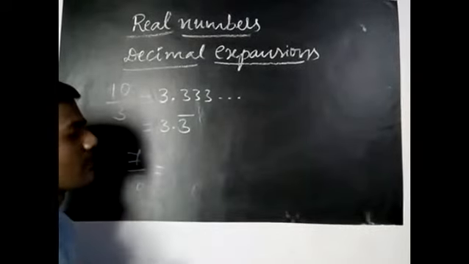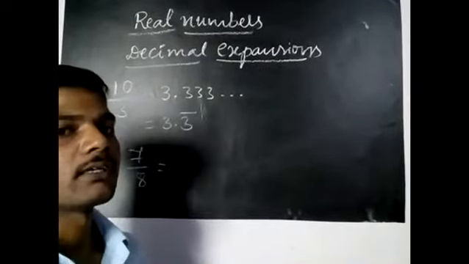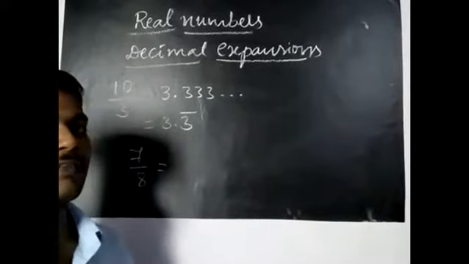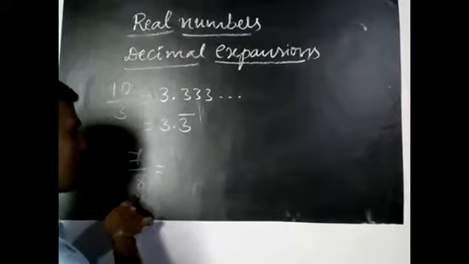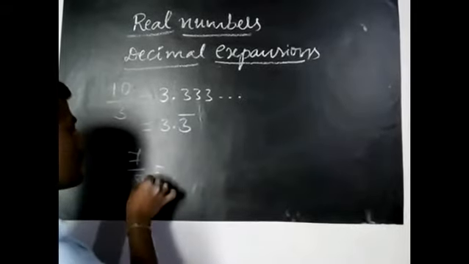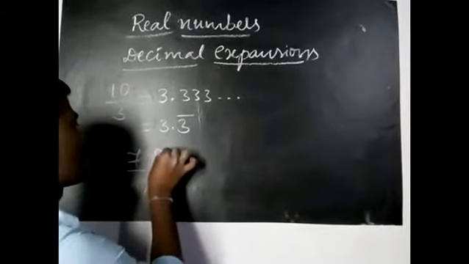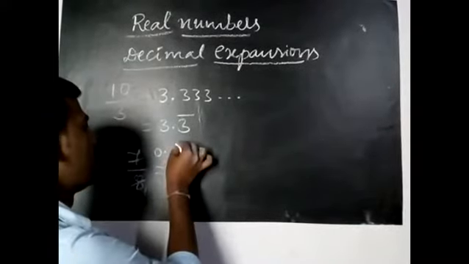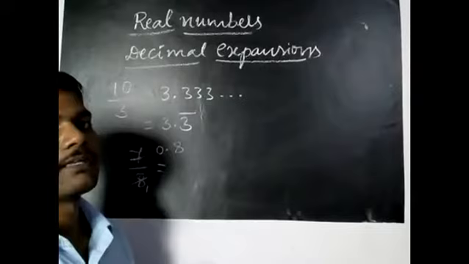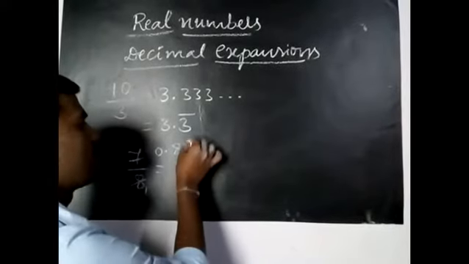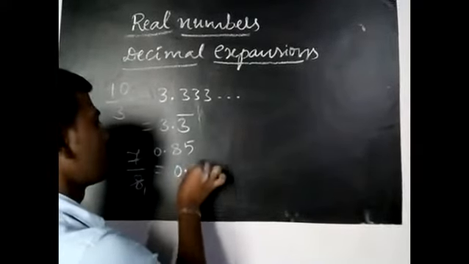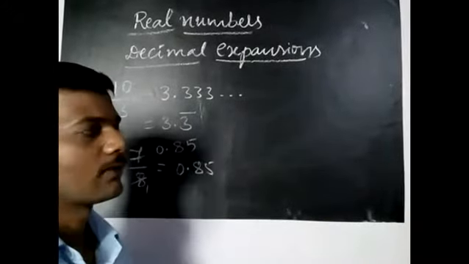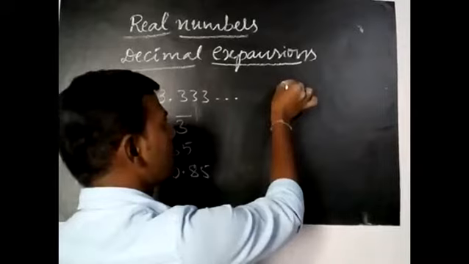Next, 7 by 8. What will be the value of 7 by 8 after the division? 7 is not divisible by 8, so it must be 0.70 becomes, then 8 8s are 64 and 4 becomes 8 5s are, it is 0.85. This division process ends. Okay, and next let me have one more example.